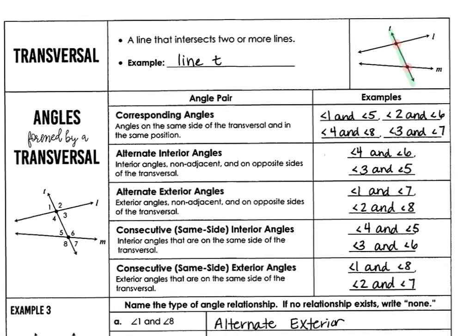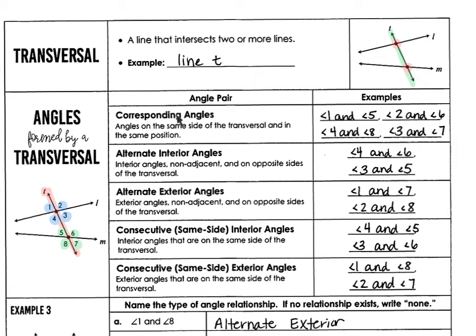So let's take a look at the angles that are formed by a transversal and the names of those angles. So over on the left here, you have this picture of line L and line M. It's actually the same picture. Line L and line M being intersected by this transversal T. And then you've got some angles that are formed when that transversal intersects both of those lines. And those angles have names.